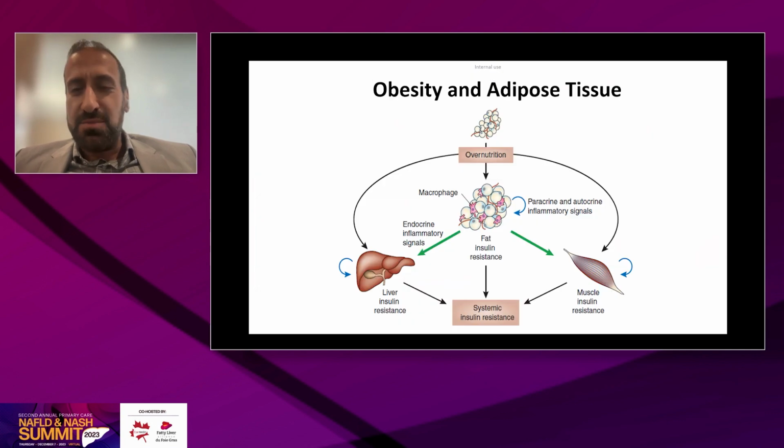It all starts with obesity and the expansion of the adipose tissue. In obesity, there is a state of chronic inflammation, and the adipose tissue is infiltrated with macrophages that secrete inflammatory cytokines. That leads to a state of insulin resistance at the level of the liver, but also the adipose tissue, and importantly also at the level of the muscles. So you develop insulin resistance systemically.